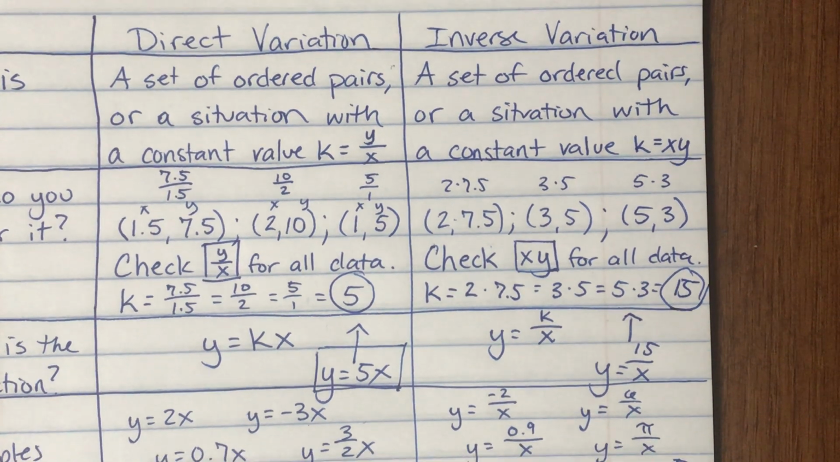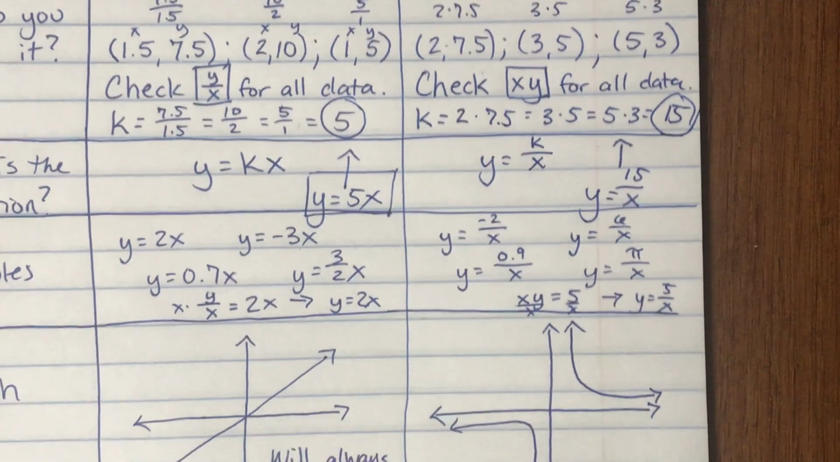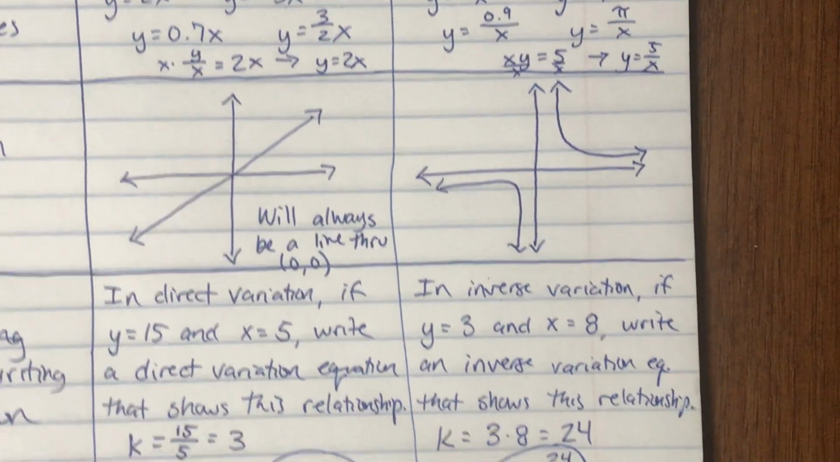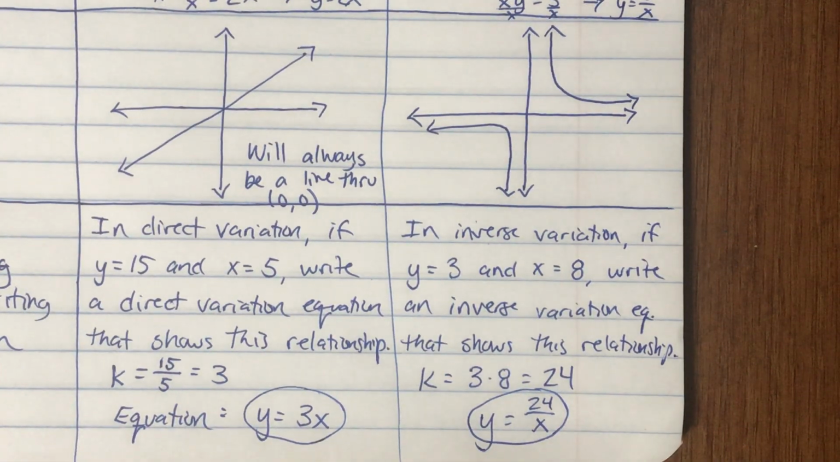So make sure you have all this written down. It's going to be really helpful to have everything here in these two columns to look at as you're practicing direct and inverse variation.